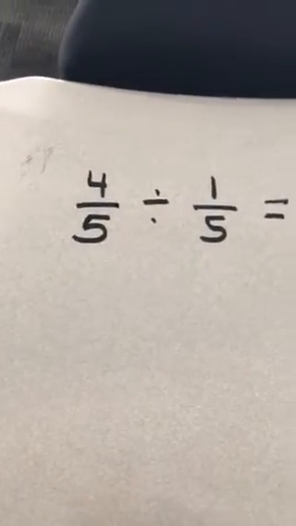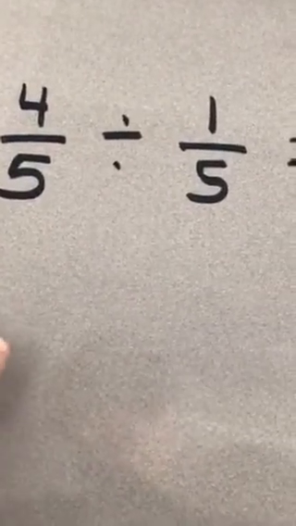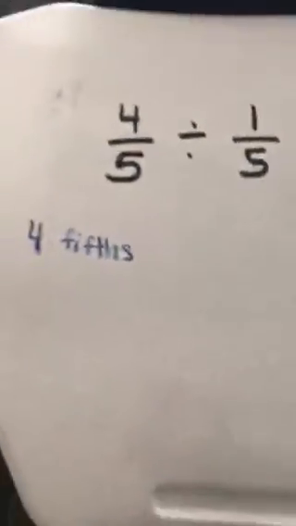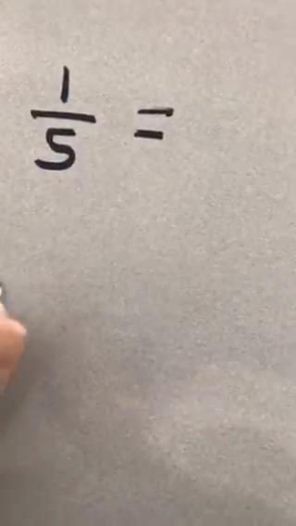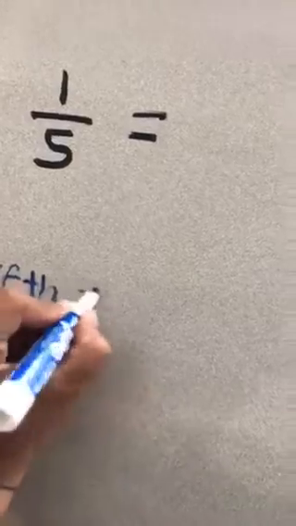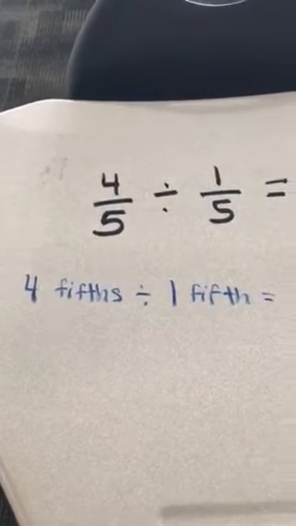Remember, when we're dealing with fractions, you can tell the unit by looking at the denominator. So again, we're going to read this as 4/5. I'm going to rewrite it in unit form as 4 fifths divided by 1 fifth. So we know if we're dividing fifths by fifths, the fifths cancel each other out.